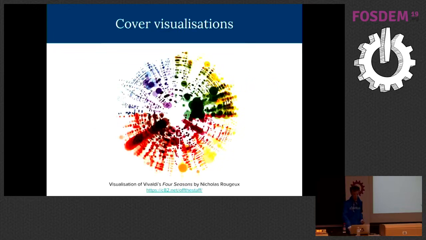And as a bonus, each of these 100 editions would get a visualization made by the digital artist Nicolas Rougeau, who had been visualizing Musescore scores from Musescore.com before this, and here's a visualization of his of Vivaldi's Four Seasons that he created. So he offered to create a visualization of each of the OpenScore transcriptions.